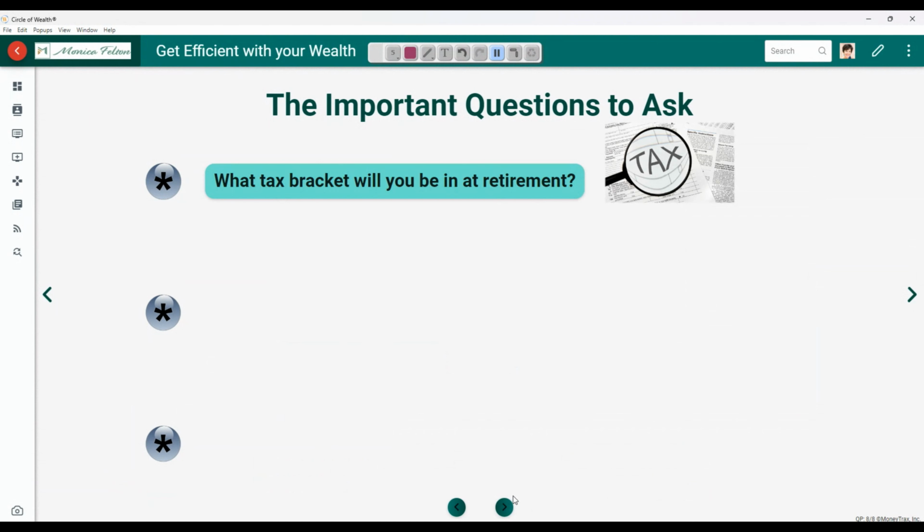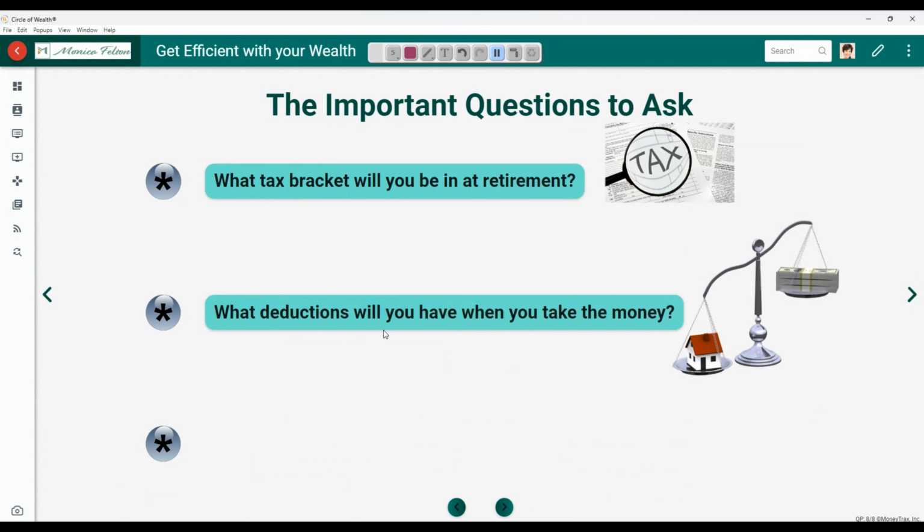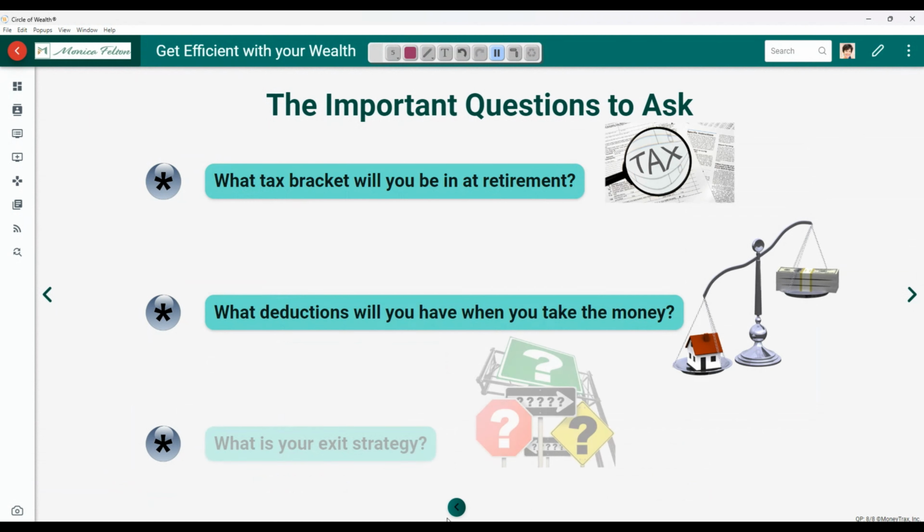So circling back to qualified plans, remember that government savings program for your future. I want you to understand that if you're choosing to put money into a government savings plan like a SEP, a 401k, or an IRA, you do have to ask some questions. What tax bracket will you be in when you retire? What will income taxes look like? What deductions will you have when you take the money? And lastly, what is your exit strategy?